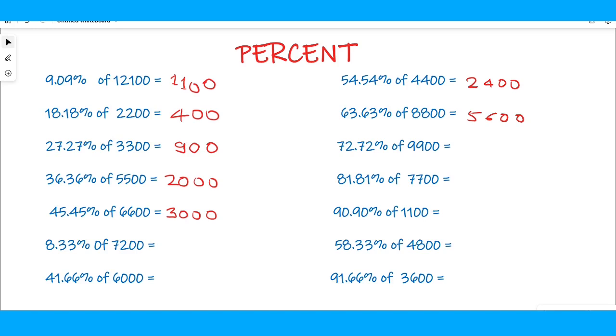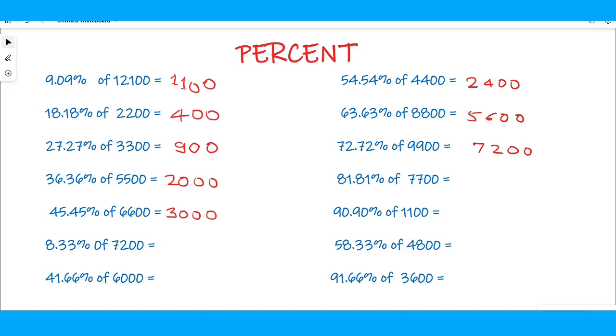72.72% of 9900. 72.72% is 8 upon 11. And on dividing 9900 by 11, we get 900, and 8 times of 900 is 7200. Thus 72.72% of 9900 is 7200.